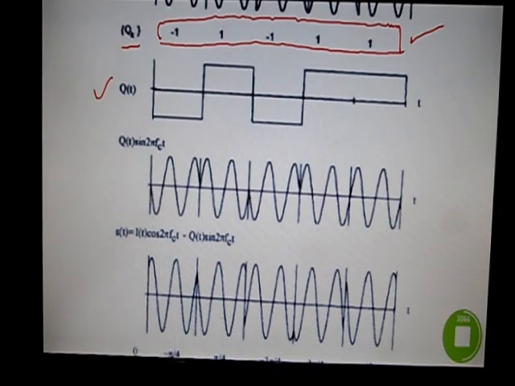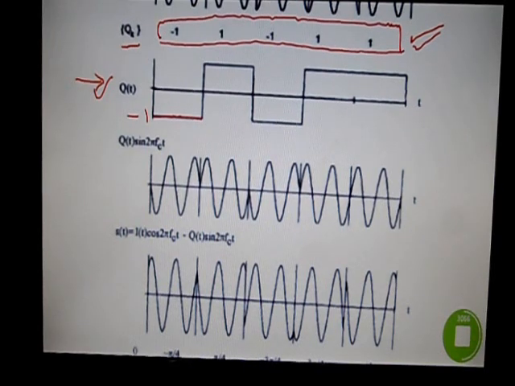Now the set qk is just these bits, polar data, which represent an even number of bits. We have to generate Q of t, which is the polar NRZ signal, polar non-return to zero signal. The first one is -1, so we have a negative level. The next bit is 1, so we have a positive level, and so on.